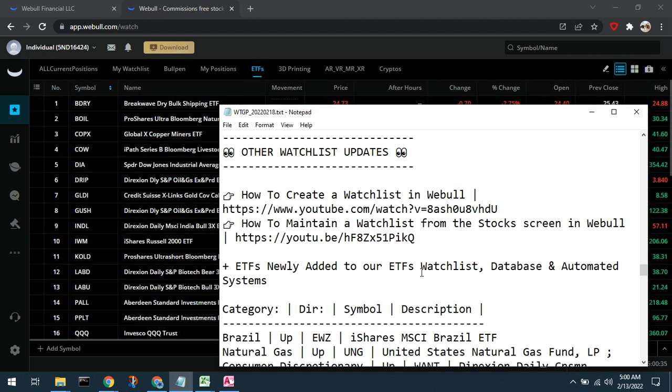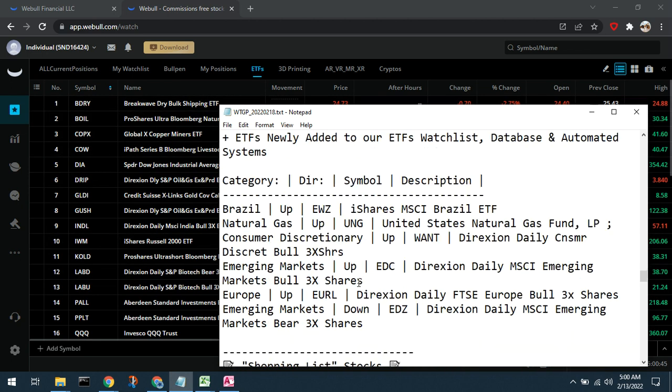In Webull, etc., to our database and also to our automated system, so that they're tracking movements on a less frequent basis on this ETF list. So here's some we've added that we've discovered and added recently, and it's categorized. So what category, what is it tracking, what is that ETF, is it up or down, so is it a bullish or bearish ETF, the symbol and the description. So you can see the first one is EWZ, which is a long up, a bullish on Brazil.